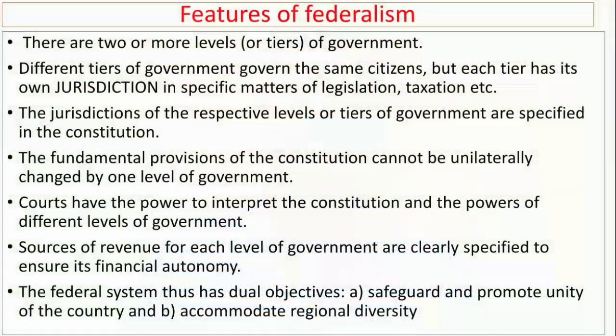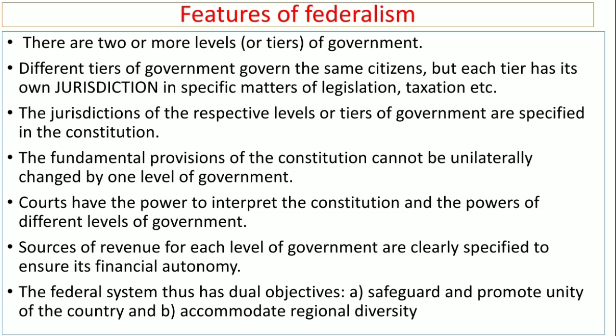Now we have to move to the features of federalism. What are the outstanding features of federalism? The first point, there must be two or more levels of government in a federation. Otherwise, it is unitary, only one government there. There must be two or more levels of government. Second point, the two or more levels of government are ruling the same citizens.